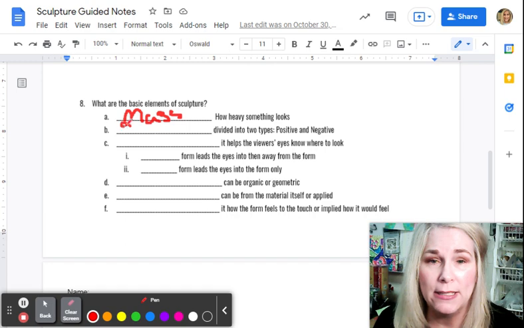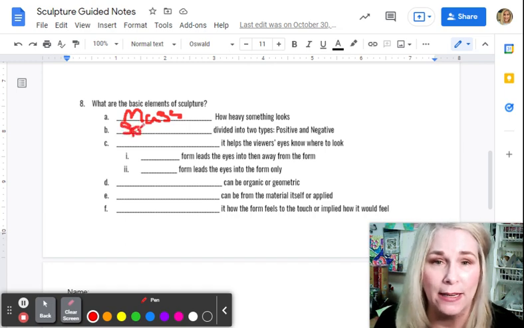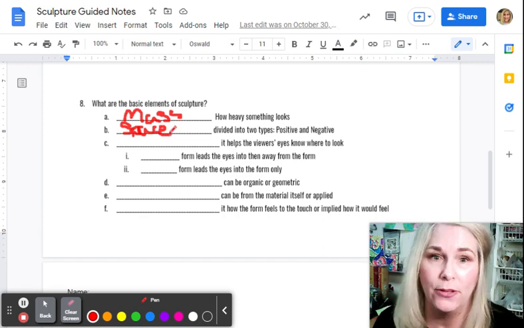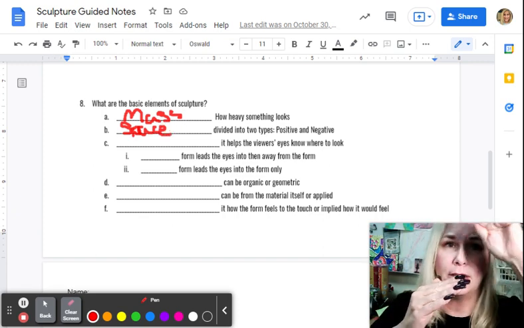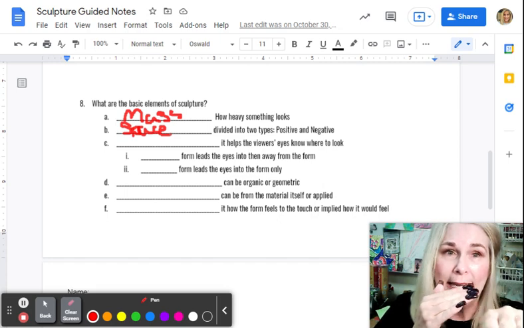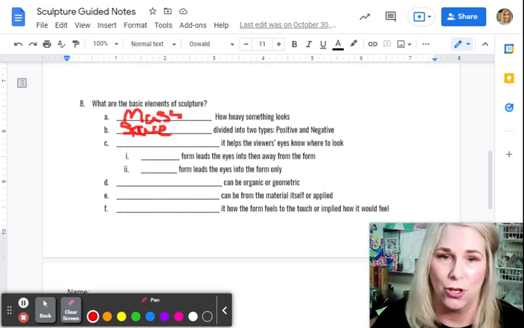All right. The next one, space, is very important in a sculpture. It's divided into two types, positive and negative. And a lot of times, that negative space is very important in a sculpture.